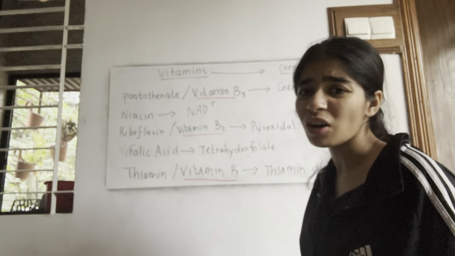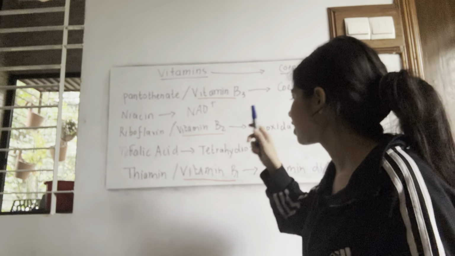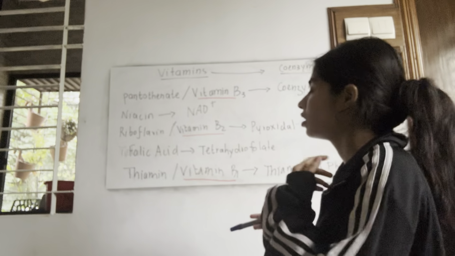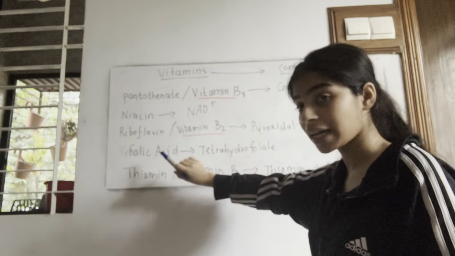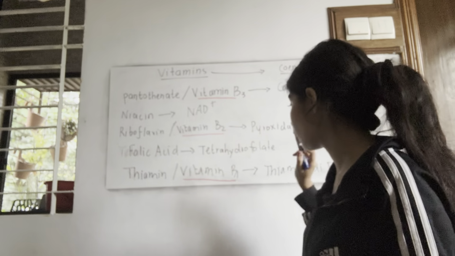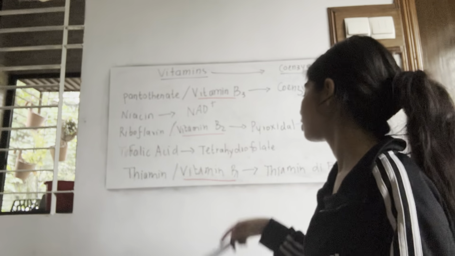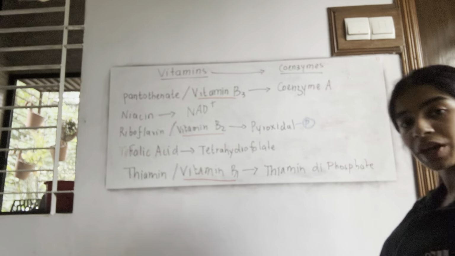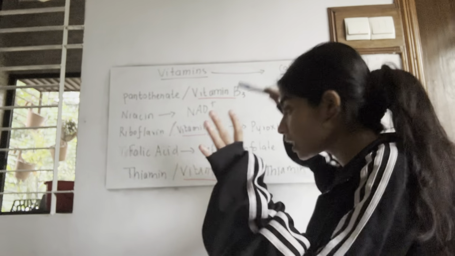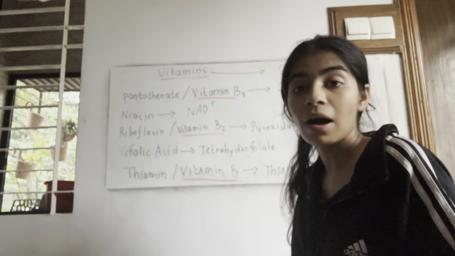Folic acid, we've all taken it, I think. It gives tetrahydrofolate. Okay, follicles, folic acid, tetrahydrofolate. I don't know if it's follicle related, but just bear with me, right? Thiamine, also known as vitamin B1, gives thiamine diphosphate. This is your list. Now I'll be talking about enzyme categories.